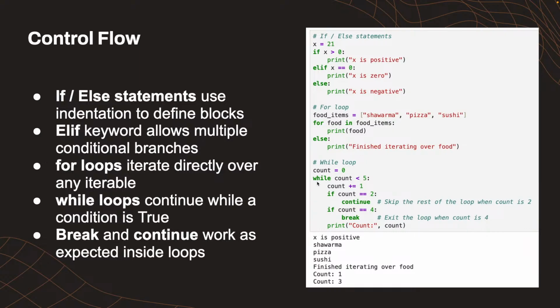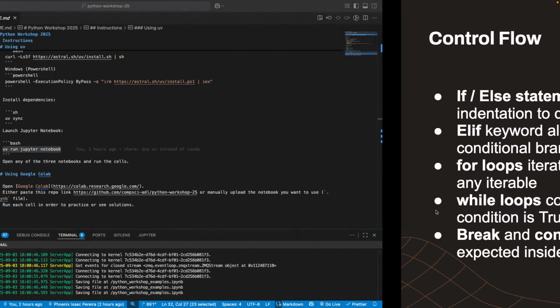Similar thing with while. You have the while, then the condition, then the colon, and then all the code underneath that. And there's also break and continue. Break basically exits the loop completely when it reaches that condition, and continue skips the rest of the loop. So for this example, it skips the rest of the loop when the count is 2, and the break exits the loop when the count is 4.